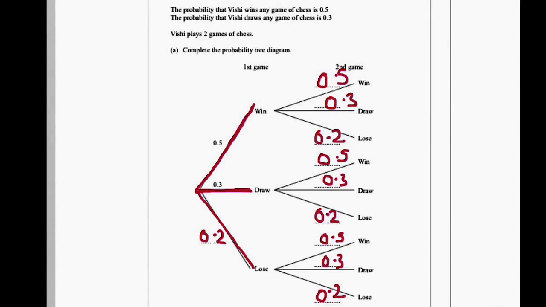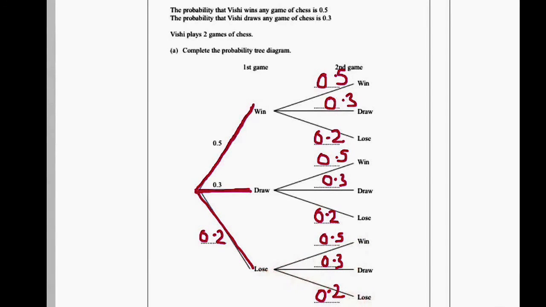Just as a point of interest, what this tree diagram shows is Vishy wins the first game, in the second game, he's still got an opportunity of winning, drawing or losing. If he draws in the first game, in the second game he's still got the possibility of winning, drawing or losing. And if he loses in the first game, he's still got a probability of winning, drawing or losing in that second game. So that's how tree diagrams work. Now there will be a question after it, but that was two relatively simple marks.